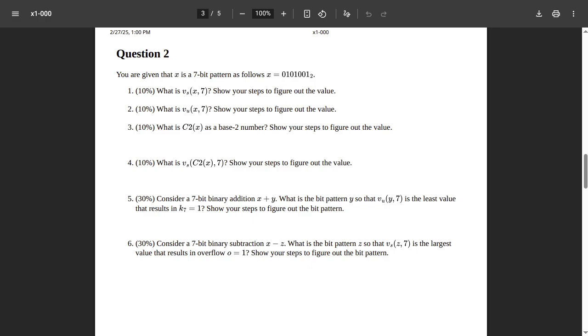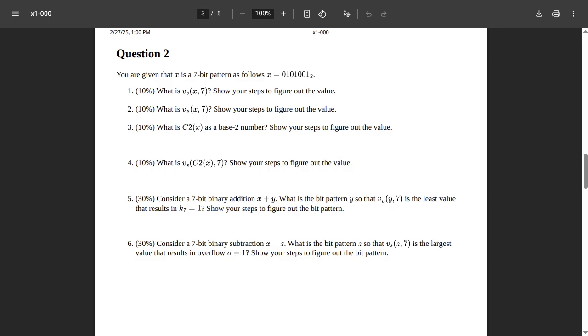All right, so the first part of the question: first of all, what is given? You are given that X is a 7-bit pattern, and it is exactly 0101001 in base 2. So the first one is what is VS of X, 7? In other words, what is the signed interpretation of X using all 7 bits? In this case, it's going to be a 1 plus an 8 plus a 32. So 32 plus 8 is 40, 40 plus 1 is 41. So number one is 41.